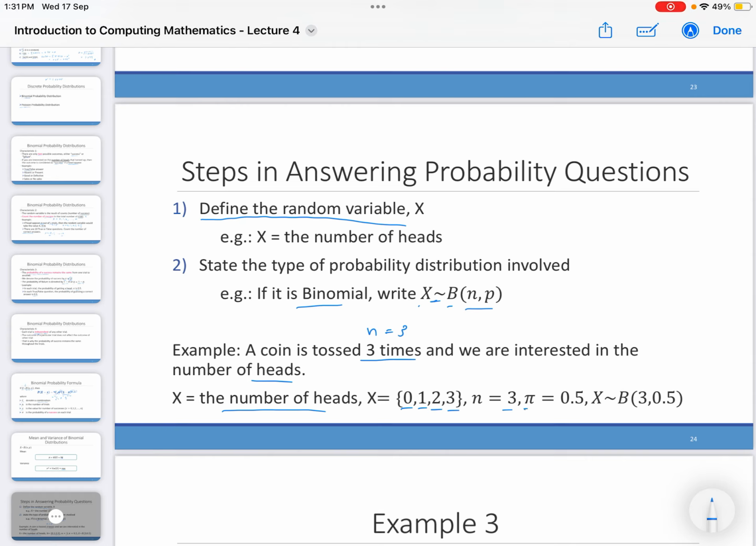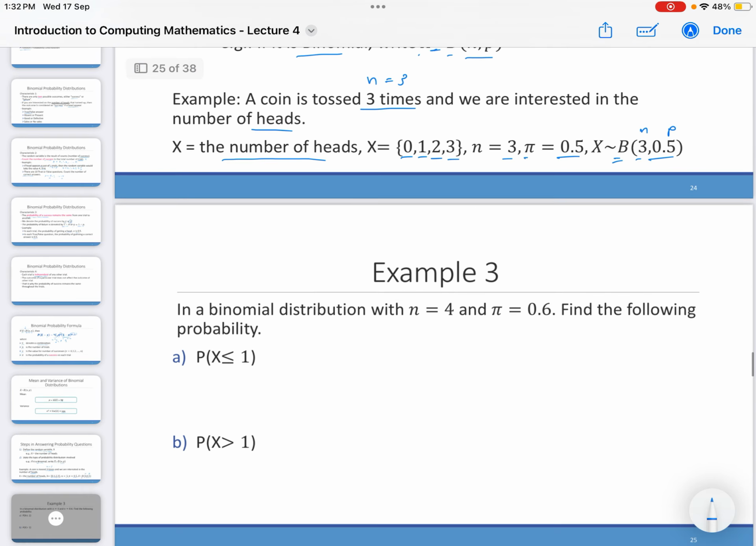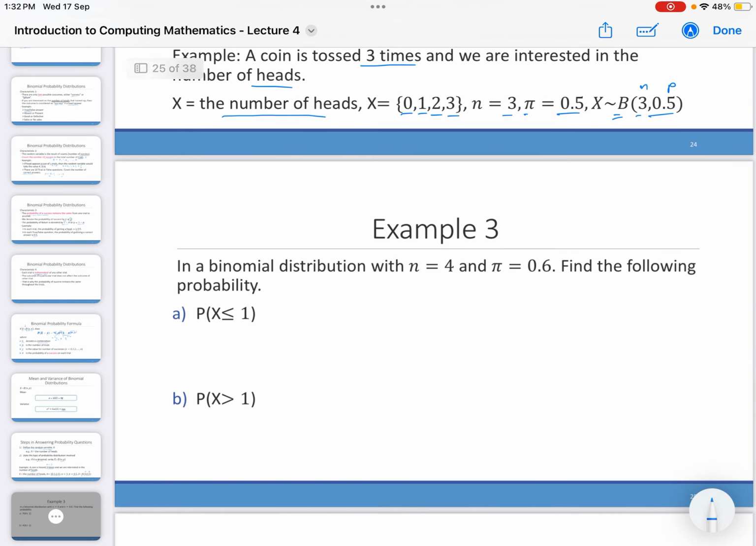And then pi is the probability of success. So let's say success is that we are getting heads. So pi or p equals 0.5. For this one, since it is considered a success and failure event, it is considered binomial. So binomial 3, 0.5. This one is the n, this one is the p, the probability of success. So let's look at an example here.